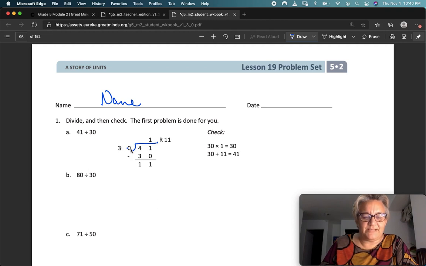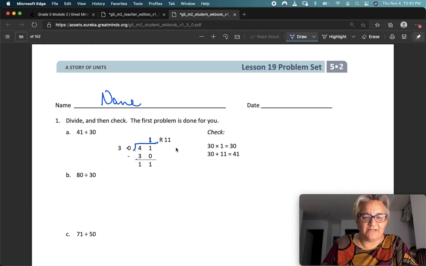30, or 3 tens, goes into 41, or 4 tens and 1 one. How many times? Just once, right? There's our single-digit answer, quotient. 1 times 30 is 30. Then we subtract the leftover and we get 11.